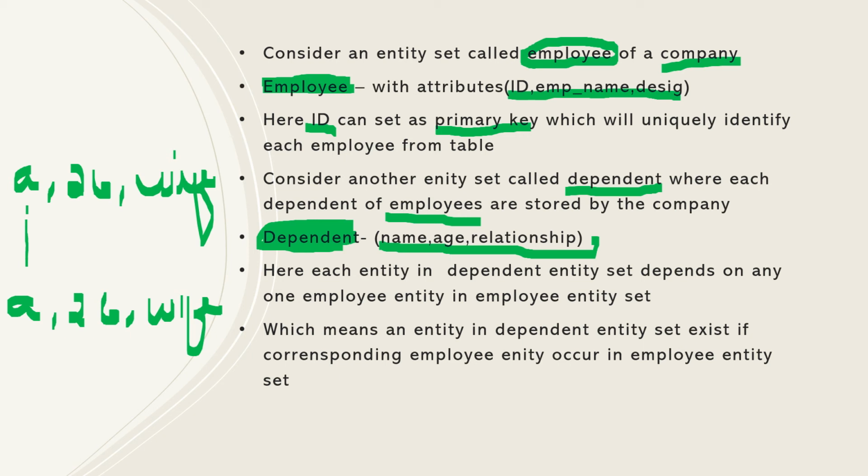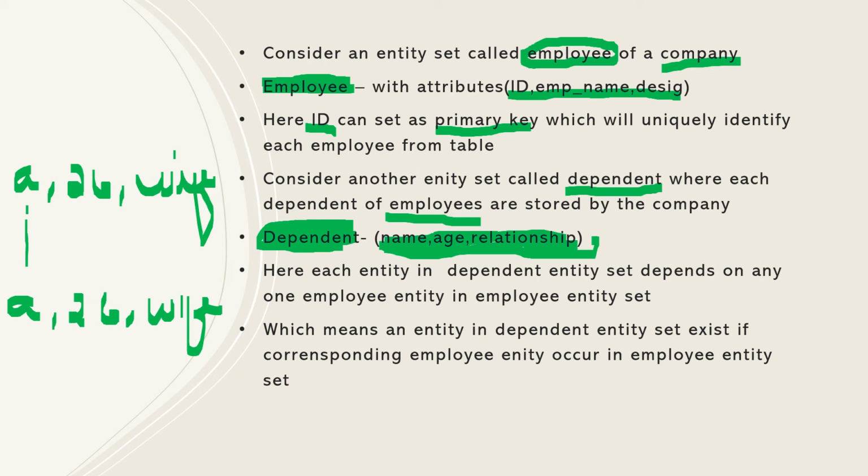Weak entity set means if you have an entity set and you cannot set a primary key for it, that is an example of a weak entity set. In this case, employee is a strong entity set because employee has a primary key, ID. But dependent is a weak entity set because these three attributes were there, and we cannot set a primary key for the dependent entity set because none of the attributes can uniquely identify an entity in this entity set.